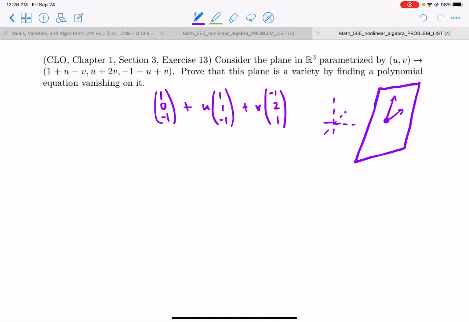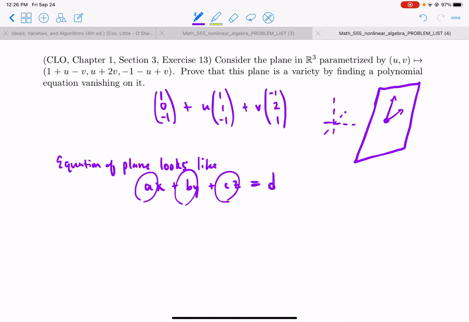Now, what's the equation of a plane? The equation of a plane looks like ax plus by plus cz equals d. So, we're going to show a technique to find out what a, b, c, and d are. And this technique will work even in higher degree than linear. So we're going to derive some equations in these unknown variables by using the parameters.